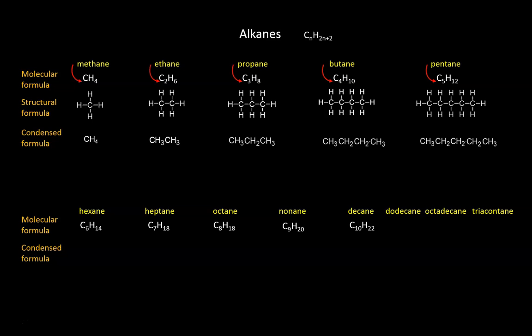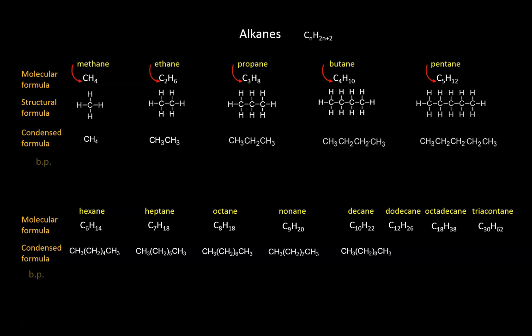Now, even the condensed formulas can become quite unwieldy, so the middle CH2 groups can be grouped in brackets like this. The total number of carbons doesn't change. Dodecane has 12 carbons, octadecane 18 carbons, and triacontane 30. Finally, I want to point out certain alkanes that are commonly found in everyday life. I'll also point out one physical property, boiling point, for comparison.